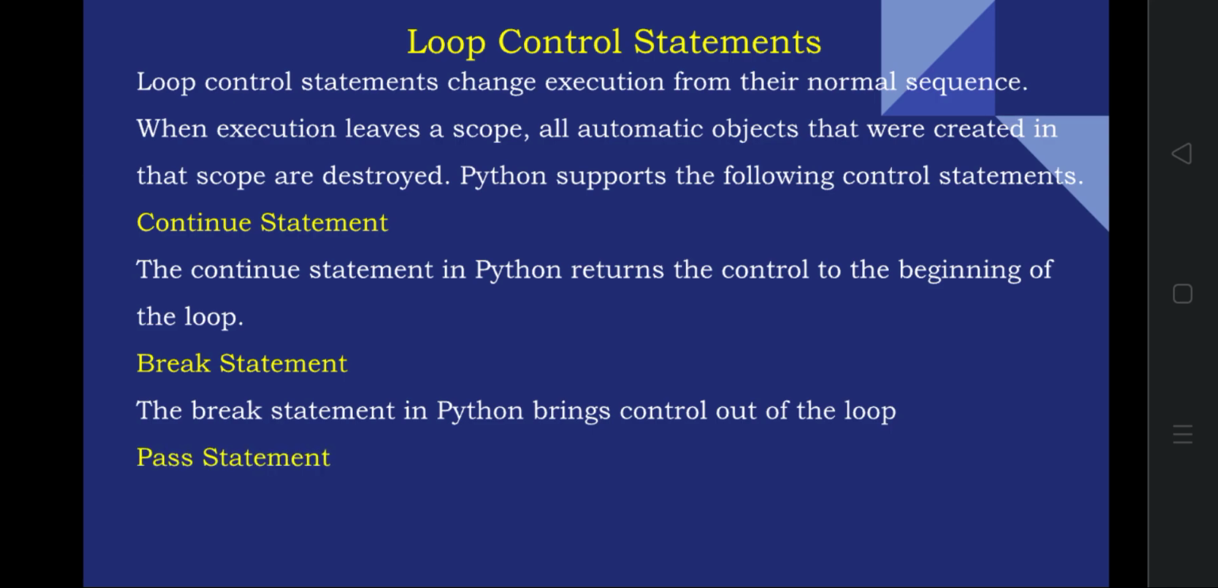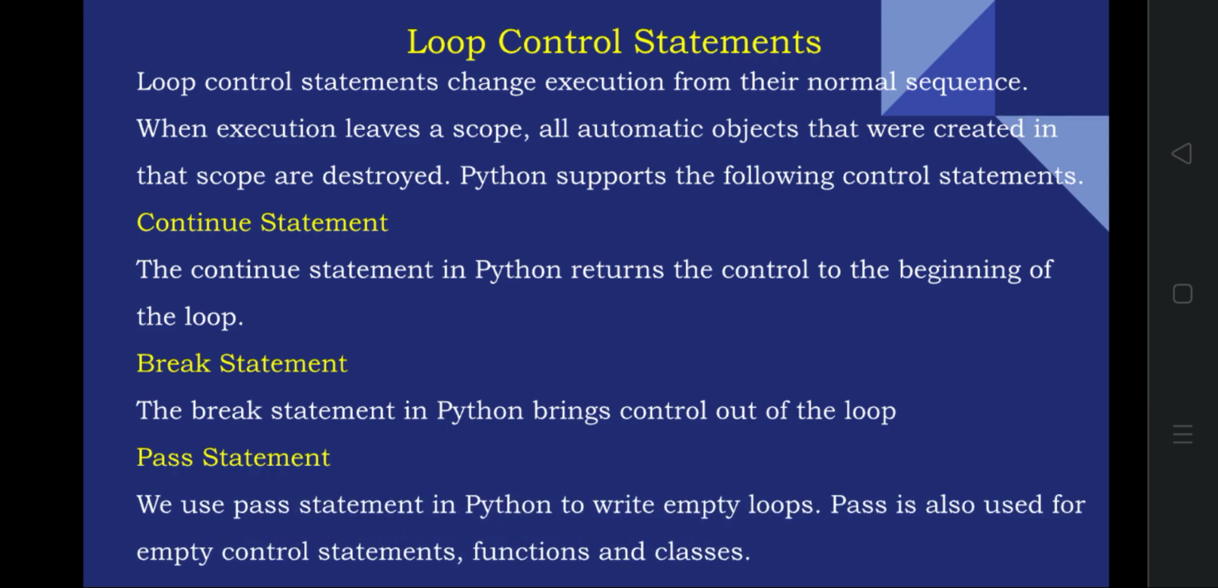The pass statement: we use the pass statement in Python to write empty loops. Pass is also used for empty control statements, functions and classes. An empty loop is a loop with no statement inside it. If an empty loop repeats many times, we use the pass statement to wait for some time. It is a temporary block, a temporary halt. So pass is also used for empty control statements, functions and classes.